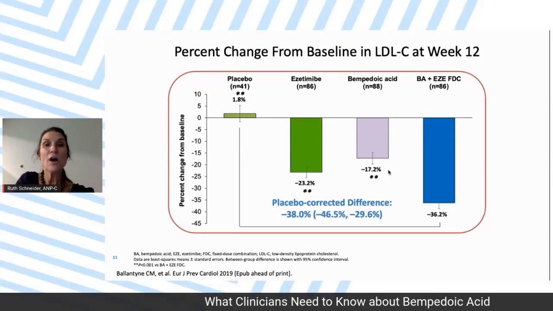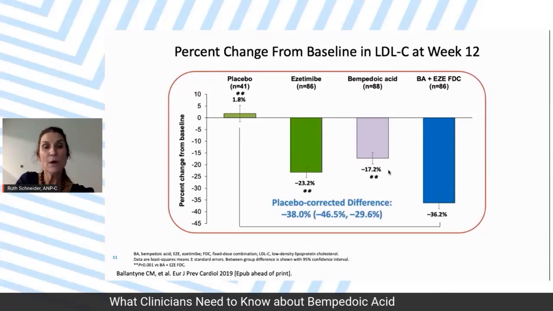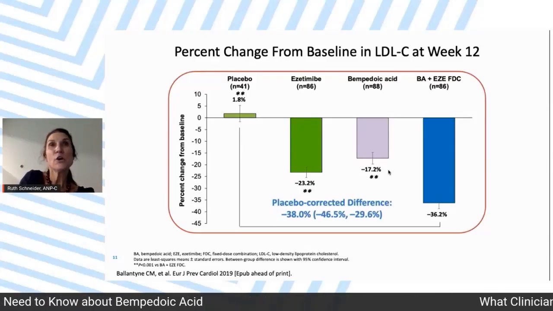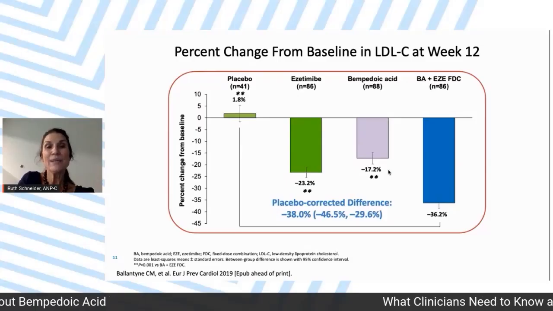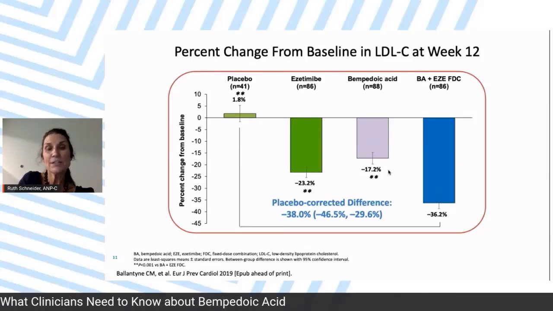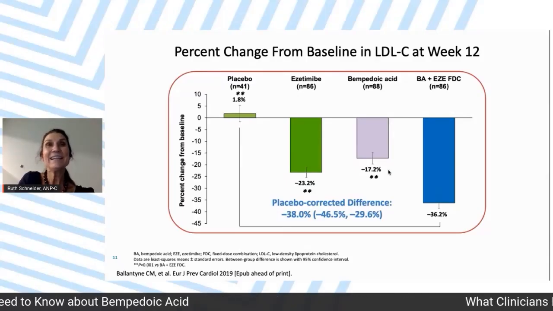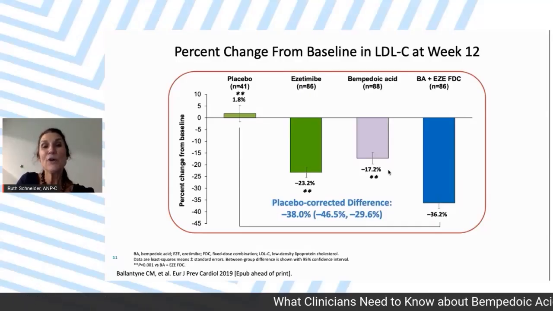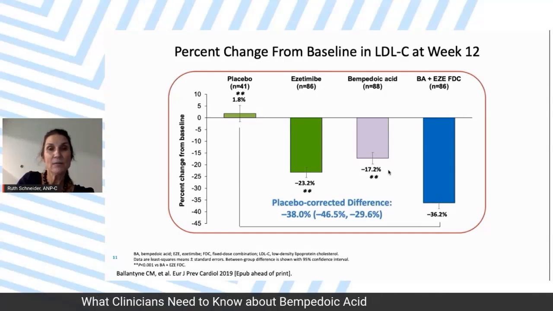Essentially, what you saw after a 12-week period was looking at ezetimibe, you saw a drop of LDL of 23.2%. In the bempedoic acid group, you saw a 17.2% reduction in LDL. And in the combined bempedoic acid and ezetimibe group, you saw a 36.2% reduction in the LDL.